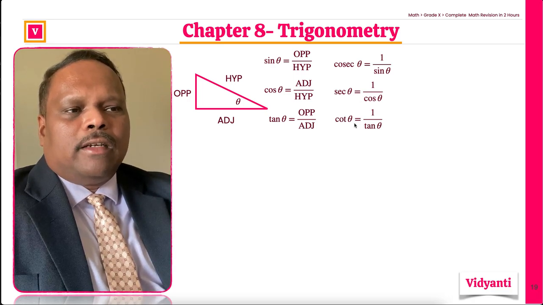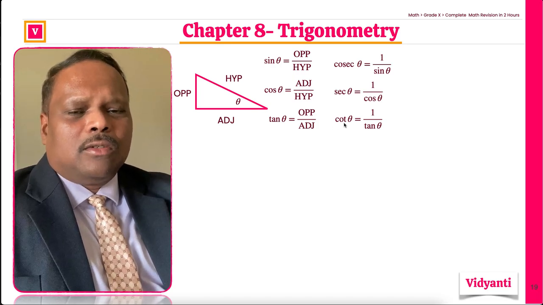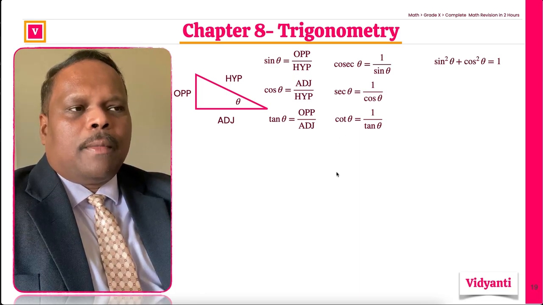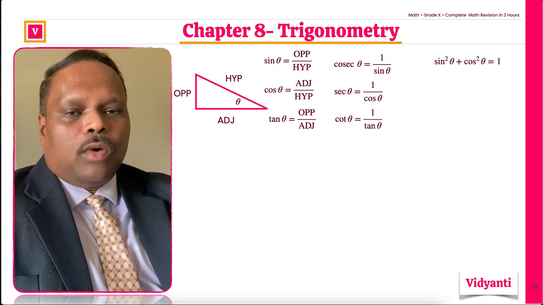Cot theta and tan theta are easy to remember because this is tangent and this is cotangent. Their names are related, so they are reciprocal of each other. That way you can remember that one. So we have altogether 6 trigonometric ratios. Now we have some trigonometric identities. Sin square theta plus cos square theta equal to 1. That is true.